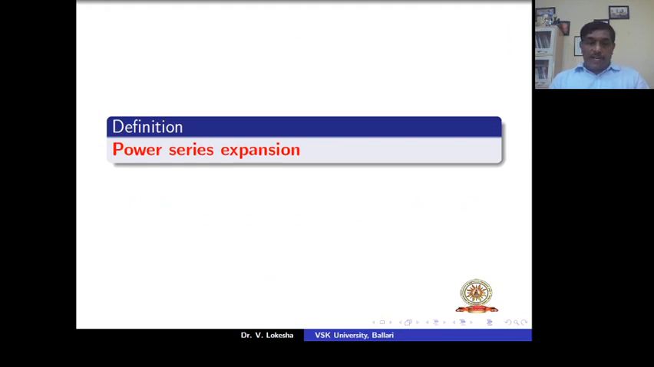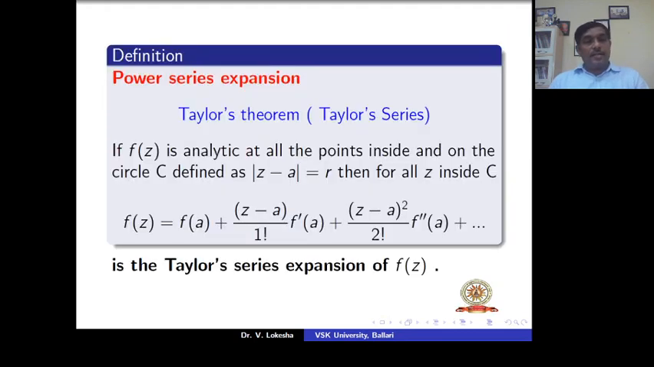Power series expansion. You know that a series of the form summation n running from 0 to infinity a_n z^n, or summation from n equals 0 to infinity a_n (z minus z naught) to the power of n, is called a power series, where z is a complex variable and a_n are called complex constants.